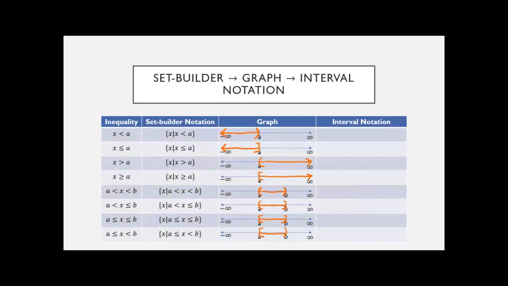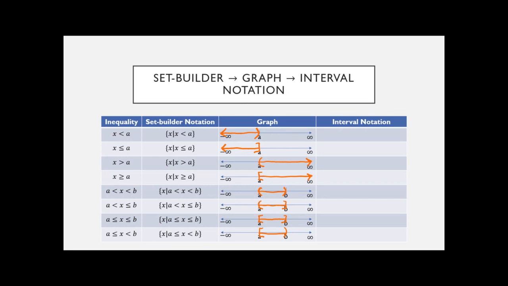So what's much more helpful is this. This is something that you're going to want to print out or copy down after I email this out, because this will be your cheat sheet, so that you have your inequality on the left, and then it tells you what it looks like in set-builder, what that would look like on the graph, and then what it looks like for interval notation. So I've filled in the graphs for these, and I'm going to demonstrate the interval notation part.